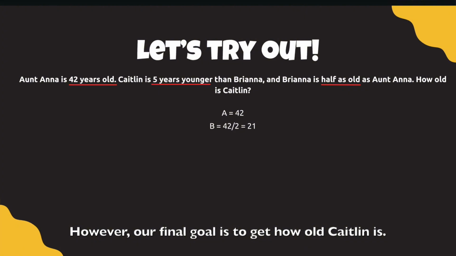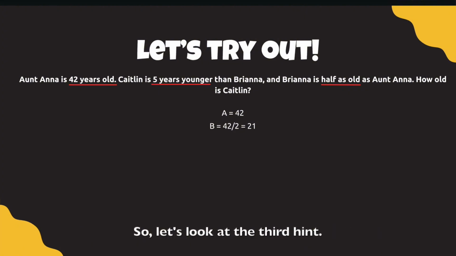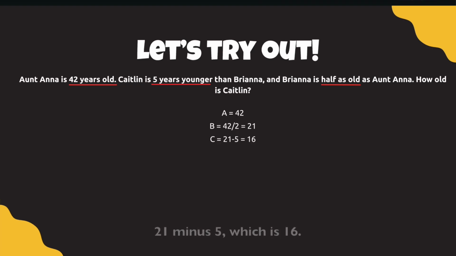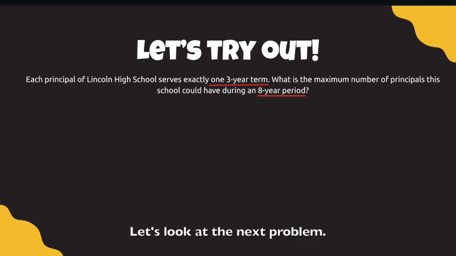However, our final goal is to get how old Caitlin is. So let's look at the third hint. Caitlin is 5 years younger than Brianna. So let's say Caitlin's age C is going to be 21 minus 5, which is 16. So simple. Caitlin is 16 years old. Let's look at the next problem.